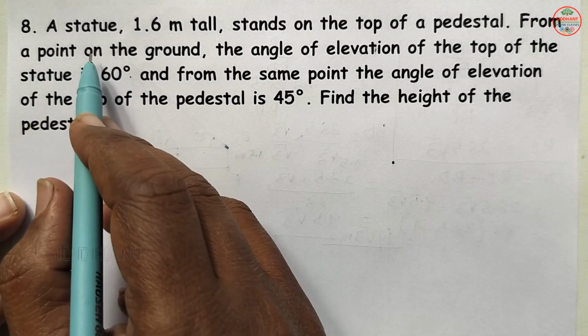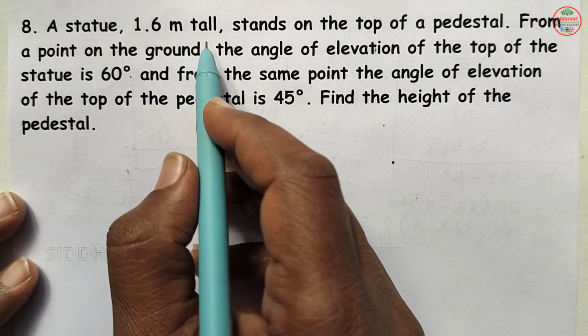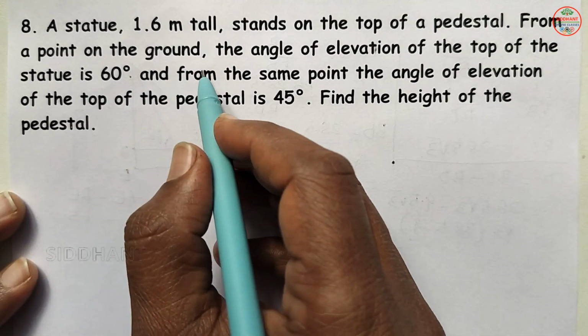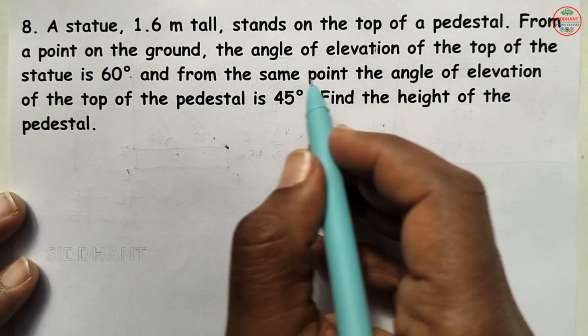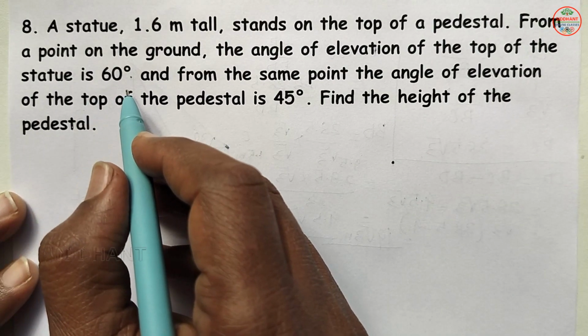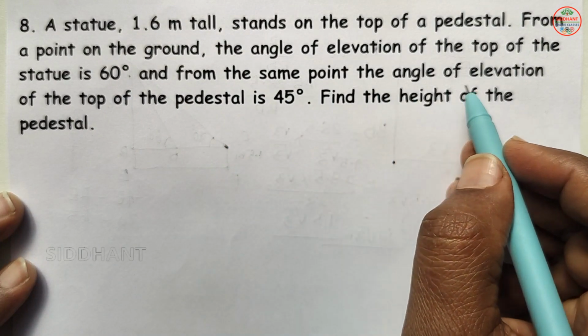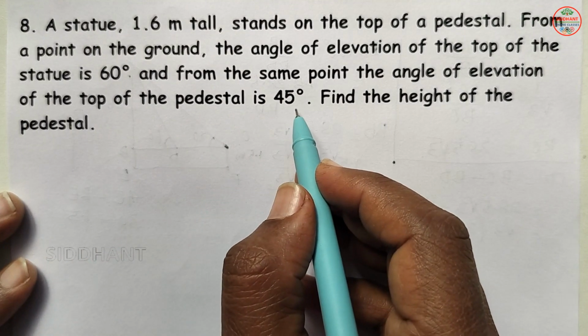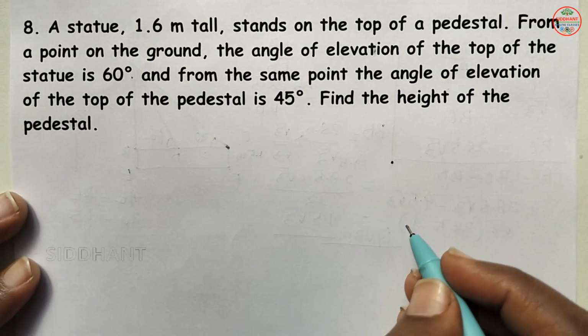Question number 8. A statue 1.6 meters tall stands on the top of the pedestal. From a point on the ground, the angle of elevation of the top of the statue is 60 degrees, and from the same point, the angle of elevation of the top of the pedestal is 45 degrees. Find the height of the pedestal.